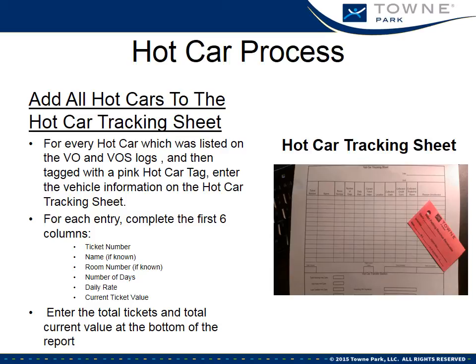For each entry, complete the first half of the page showing the ticket number, the number of days, the daily rate, and the current ticket value, as well as the guest name and room number if known. Total up that information at the bottom of the page and leave the sheet for the morning shift. During each shift during the day, hot car guests will come down and resolve payment, and the frontline staff will use the hot car tracking sheet to keep track of this information.